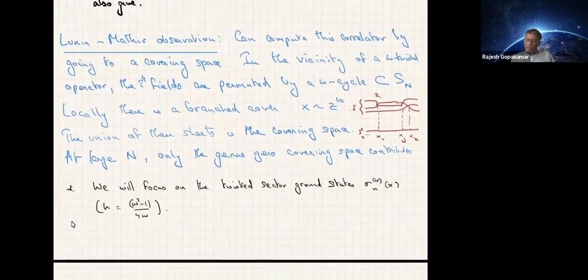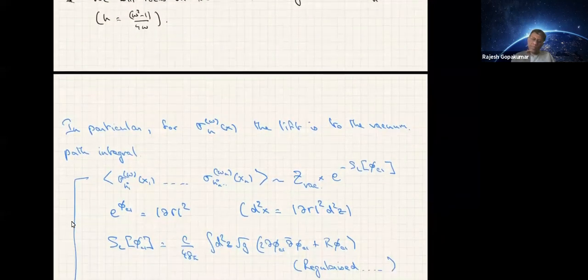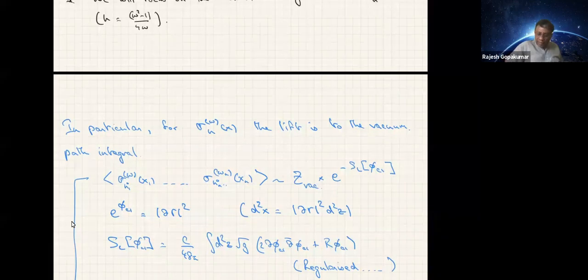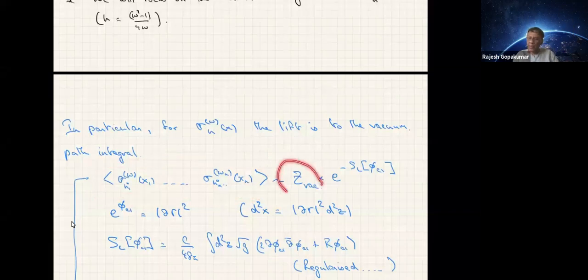So we'll focus on these twisted sector ground states, like I said earlier. Lunin and Mathur gave this clever way to evaluate the orbifold correlator. By going to this covering space, when you consider the ground state in the covering space, of course, fields are single valued, so there's no twist. So it's like inserting a vacuum operator in the covering space, but now the covering space is a Riemann surface. So instead of computing the correlation function in my original space, I can go to the covering space and compute the vacuum path integral.